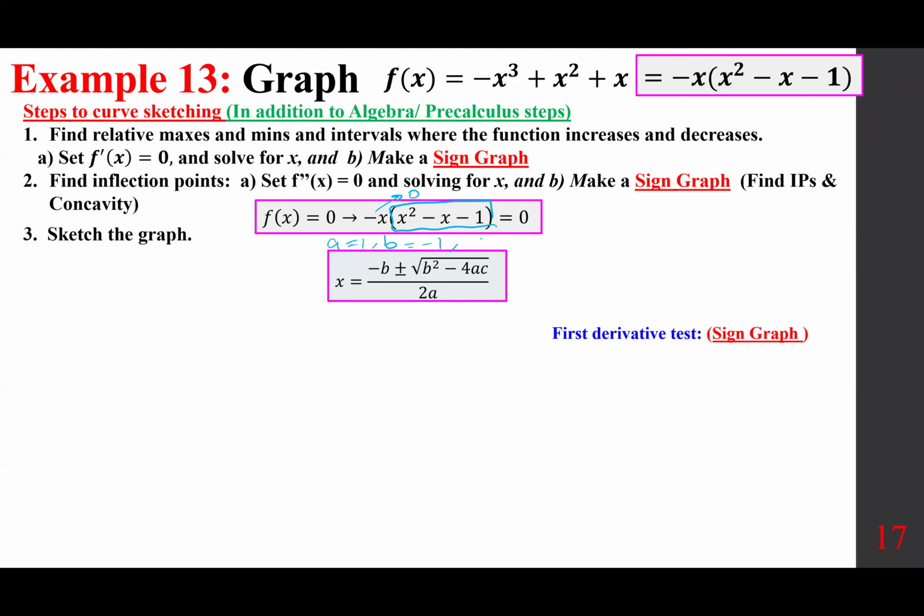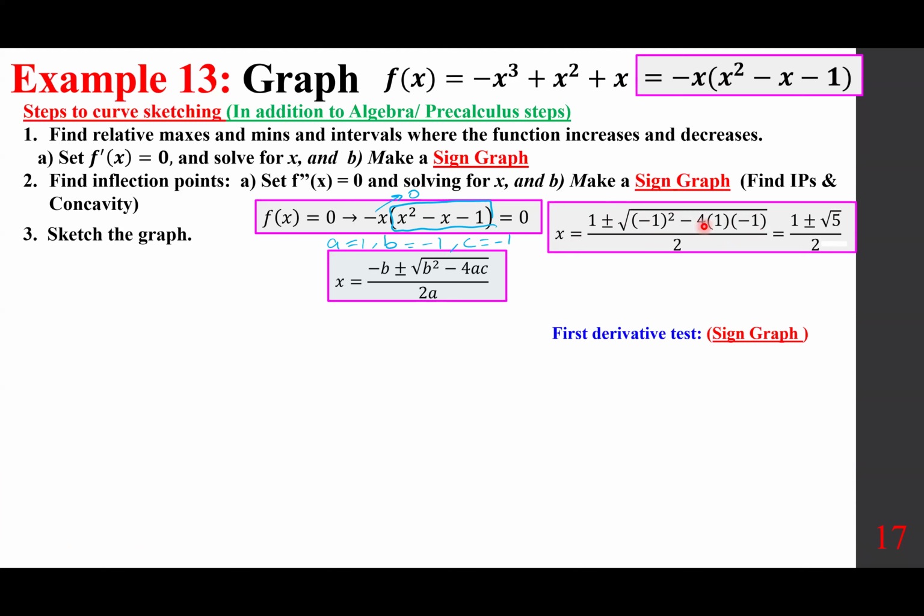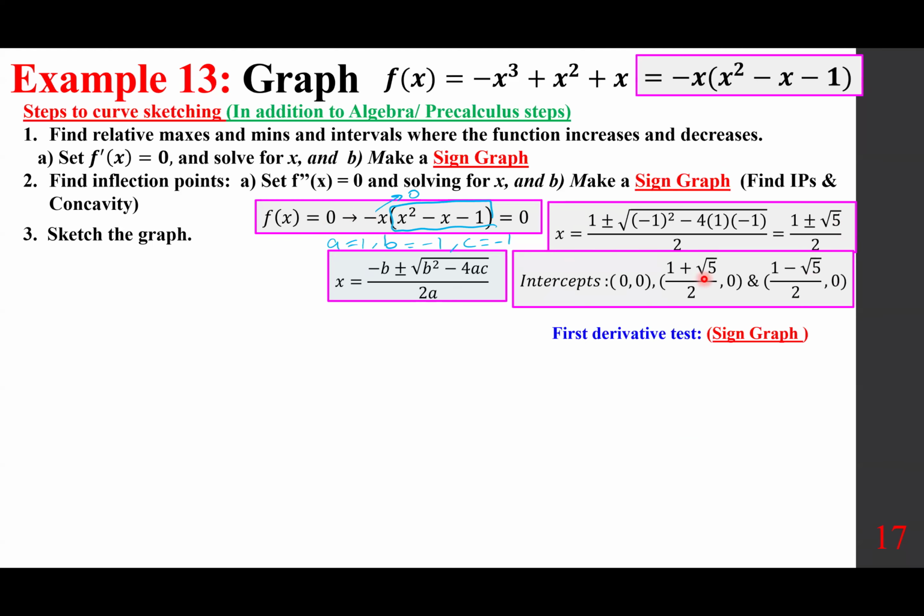I'm assuming nobody has any problem with elementary algebra. Minus B, so minus (-1) makes it 1, plus or minus the square root of B squared, (-1) squared, minus 4 times A, which is 1, times C, which is -1. This is +1, this is +4, we get that. Therefore, the intercepts: one of them is (0, 0), and the other two are (1 plus square root of 5)/2 and (1 minus square root of 5)/2, comma 0. We can graph this by plotting those points. You've seen me doing that. It can be done roughly, but we want to make it with more details.